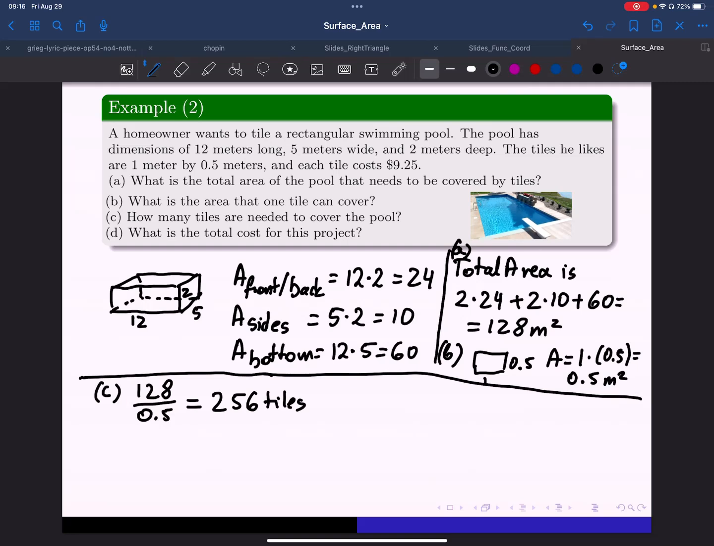That's what we need. Now part D, if the one tile cost $9.25, how much we gonna pay for the tiles? So we're gonna multiply 256 tiles times 9.25, and we getting 2,368. So the cost of that project is $2,368.